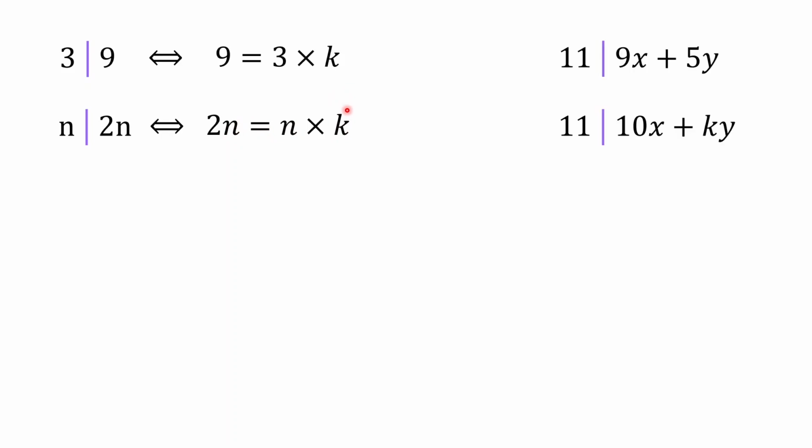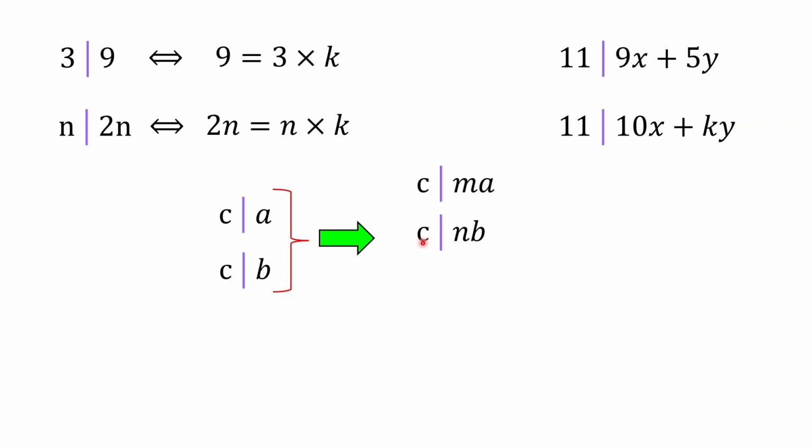Based on this, the question tells us that 11 divides 9x plus 5y. Also, we know that 11 divides 10x plus ky. The question is, what should be the value of k? All right, first we look at some properties of divisibility. Let's say c divides a and c divides b. We can have several conclusions out of this. First one is that if c divides a, we can immediately say that c also divides an integer multiplied by a, ma. Same way, obviously c also divides nb, another integer multiplied by b.